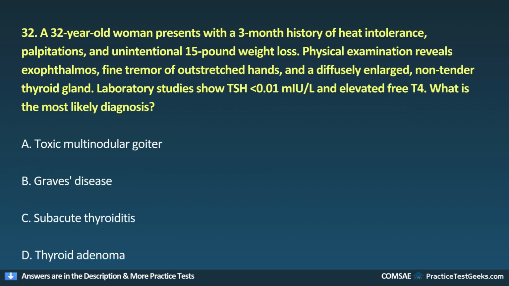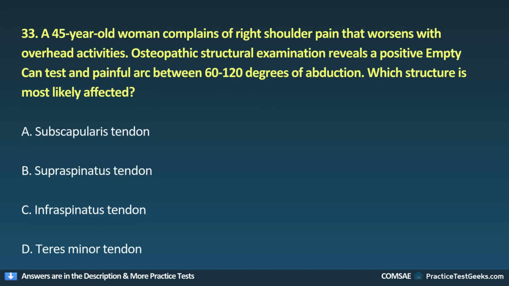32. A 32-year-old woman presents with a 3-month history of heat intolerance, palpitations, and unintentional 15-pound weight loss. Physical examination reveals exophthalmos, fine tremor of outstretched hands, and a diffusely enlarged non-tender thyroid gland. Laboratory studies show TSH 0.01 and elevated free T4. What is the most likely diagnosis? A. Toxic multinodular goiter. B. Graves' disease. C. Subacute thyroiditis. D. Thyroid adenoma.